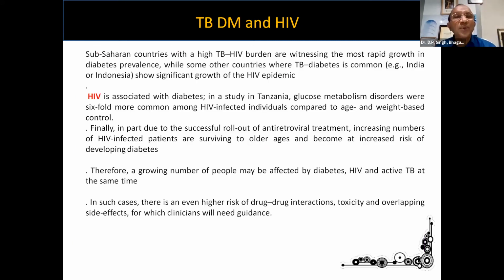So TB with HIV, you know that HIV is associated with diabetes. In a study in Tanzania and everywhere, glucose metabolism disorders have been 6-fold more common among HIV infected individuals. In patients of aging, diabetes is more common. A growing number of people may have all these 3 diseases. And in such cases, again, drug-to-drug interaction of TB drugs and HIV drugs and these diabetes drugs, the interaction will be there. So the clinician must be aware of this interaction.